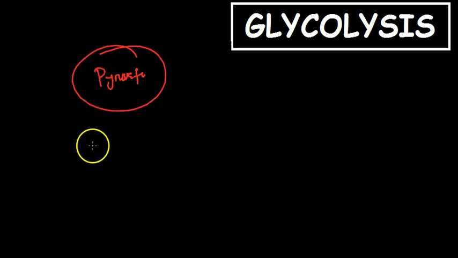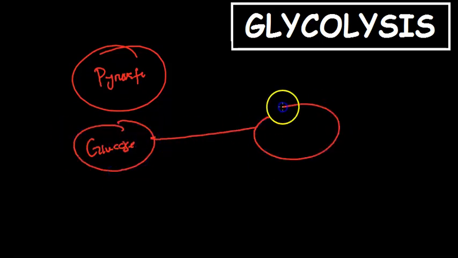Glycolysis is simply the first stage of cellular respiration, occurring in the cytoplasm of the cell. The primary goal is to convert one molecule of glucose into two molecules of pyruvate. So this is the spelling for pyruvate. We said the primary goal is to convert one molecule of glucose, let's say here we have one molecule of glucose, into two molecules of this pyruvate.